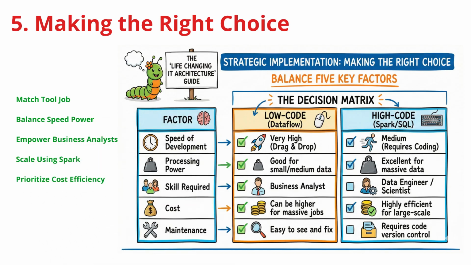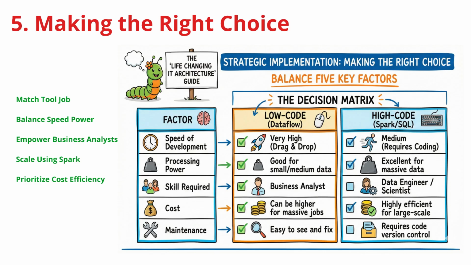With so many incredible tools at your fingertips, data flows, SQL, Spark, and pipelines, the biggest question is, how do you choose the right one? Successful organizations use a strategic decision matrix to find the perfect balance between speed and power. If you need speed and simplicity, low-code options like Dataflow Gen2 are your best friend. They empower business analysts to use drag-and-drop features to build solutions fast. It's the perfect choice for small to medium datasets where ease of maintenance and quick results are the priority.